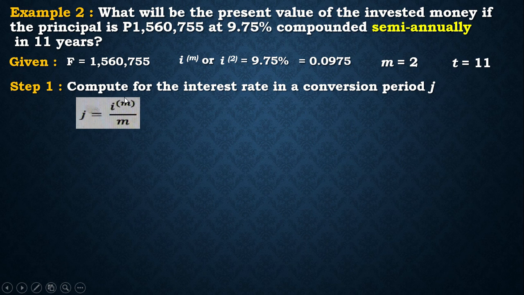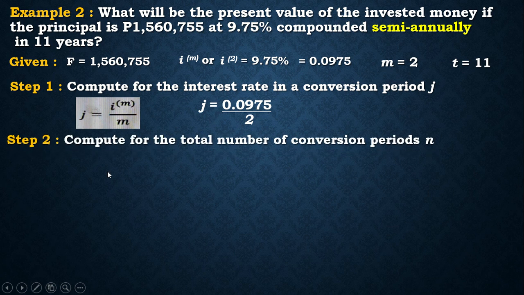So, papalitan po natin itong nominal rate. So, ano po ba siya? Ito po, 0.0975. At ang M ay is equal to 2. So, ang mangyayari, ito po siya. Conversion period J is equal to 0.0975 divided by 2. So, ito po ay makikita natin ulit sa formula mamaya.